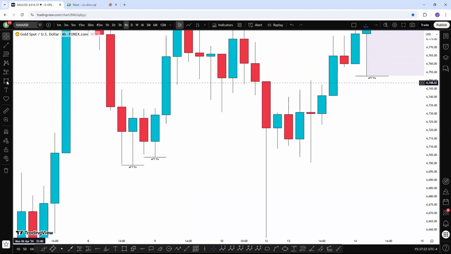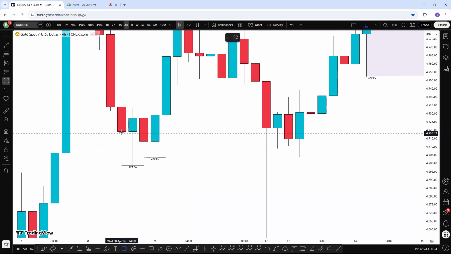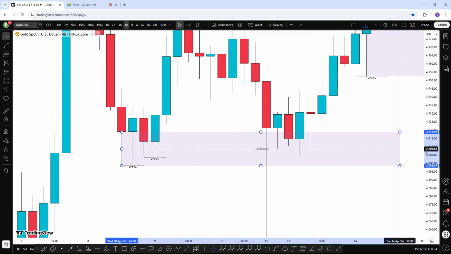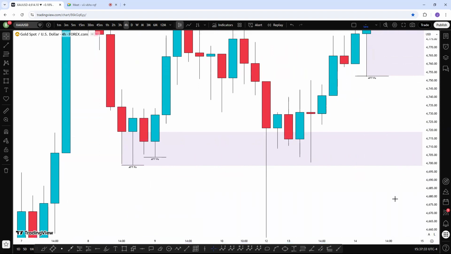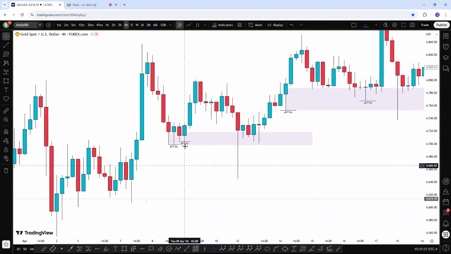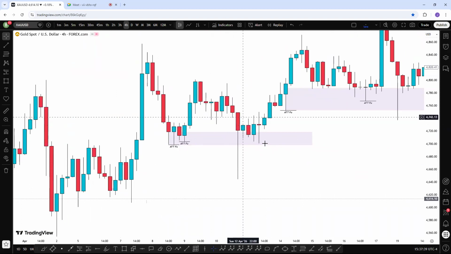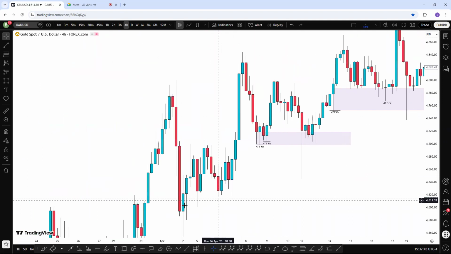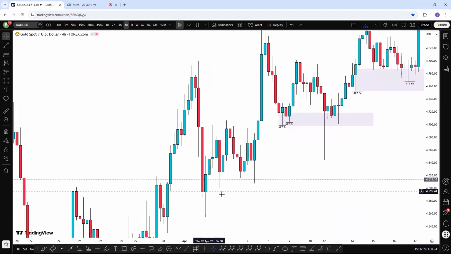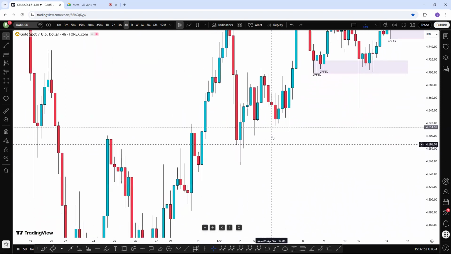So to mark the zone, mark it like this. You mark it like that. Hope you can see that. This is HCS zone. This is a high confluence setup. I will try to find another one.